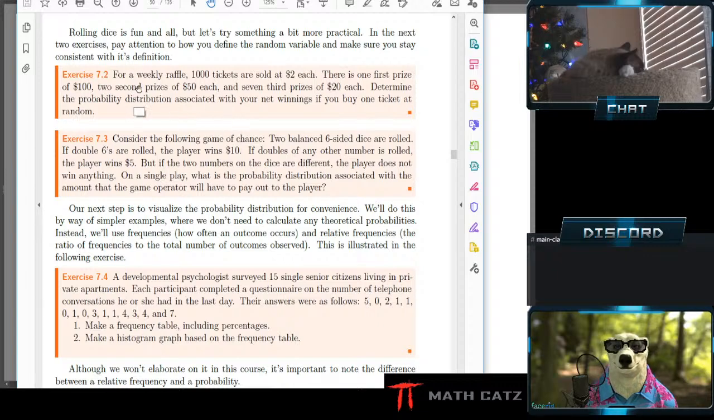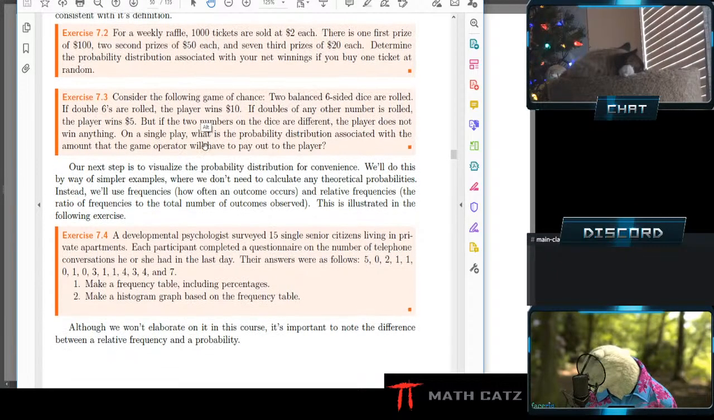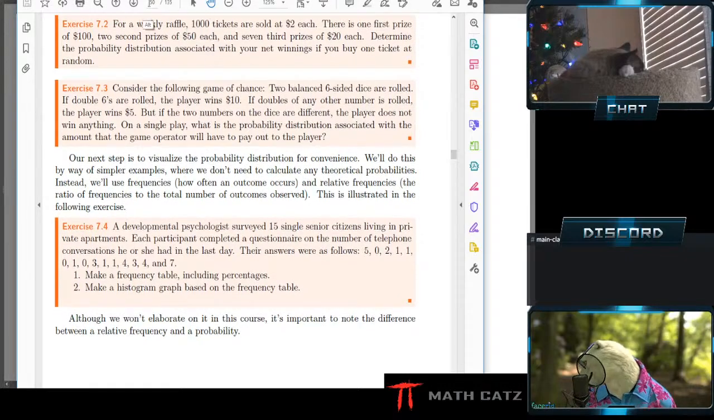All right. So let's get a little bit more practical. Rolling dice, it says here in the book, is all good and well, but sort of an academic exercise, really. So let's look at something like 7.2. For a weekly raffle, 1,000 tickets are sold at $2 each.